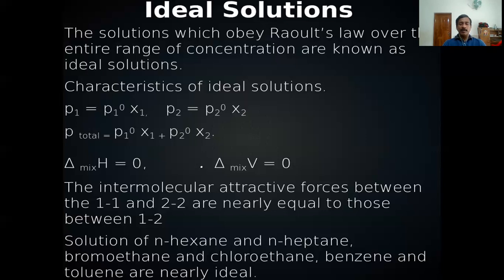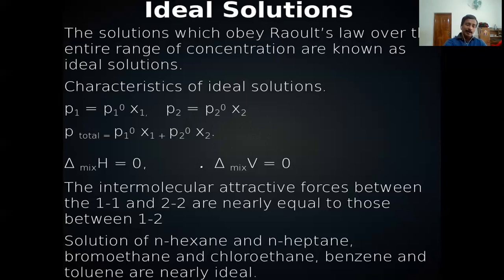Similarly, bromomethane and chloroethane, their masses are almost equal. Benzene and toluene. There is only the difference of one carbon atom. Toluene has a CH3 group attached to a benzene ring. So in such cases, we can expect ideal behavior.